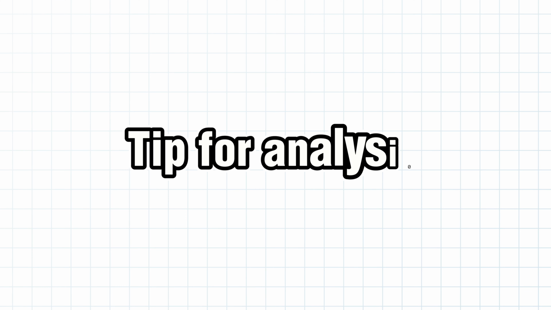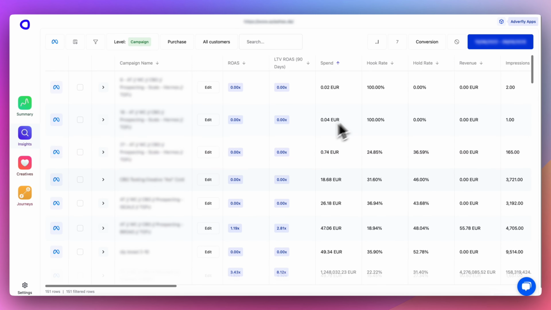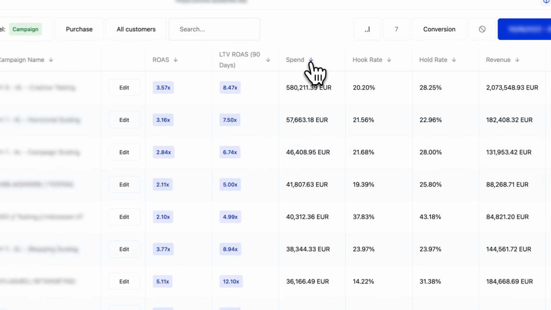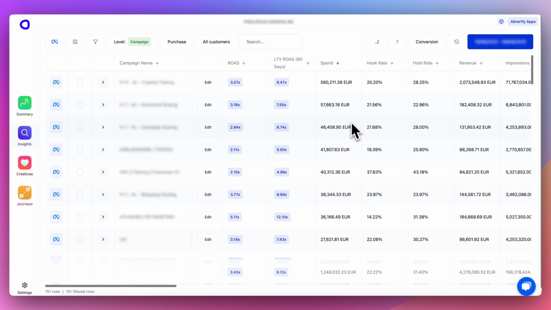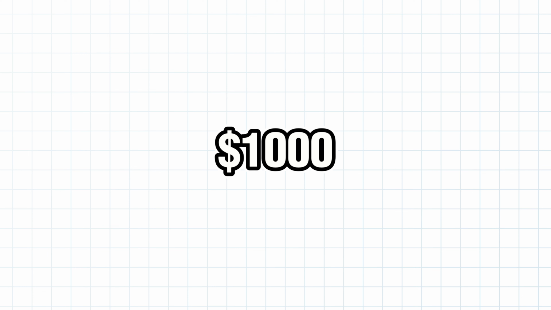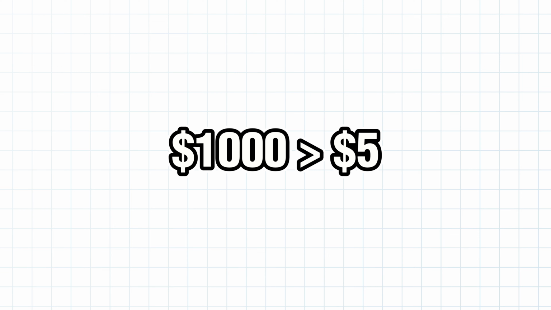By the way, here's another tip on the side. Always sort your results by spend, so by the budget used. Only when enough budget has been spent are the numbers really meaningful. Because if one ad has spent $1,000 and the other ad has only spent $5, the ad with a spend of $5 doesn't really have any significance.